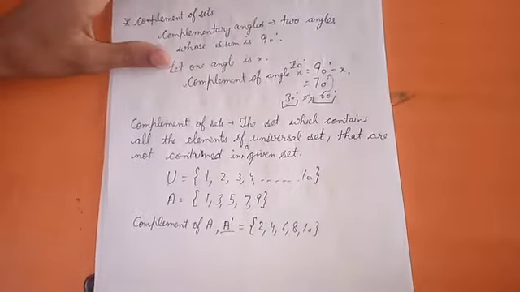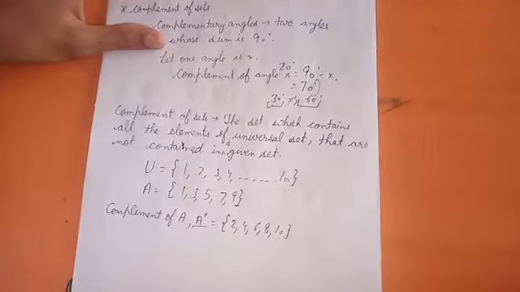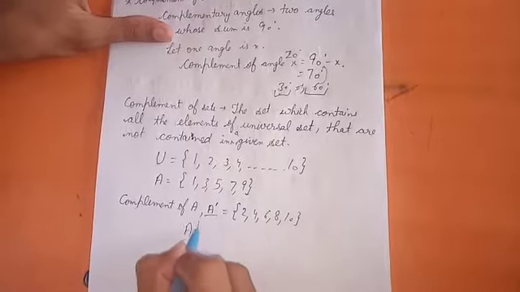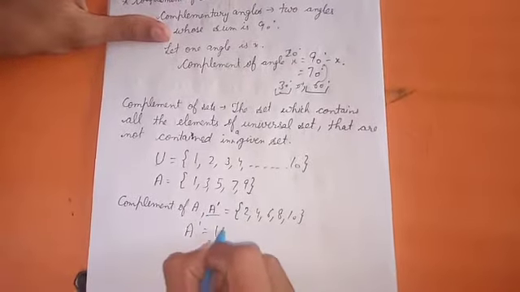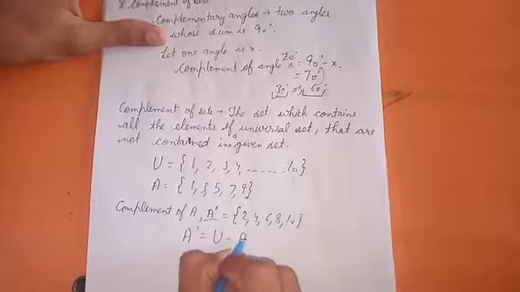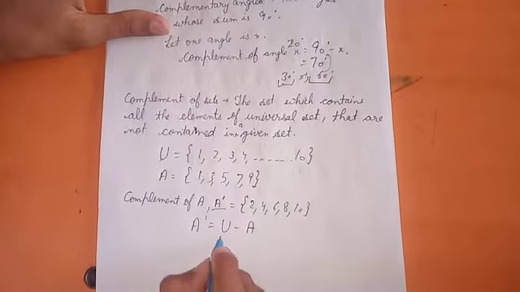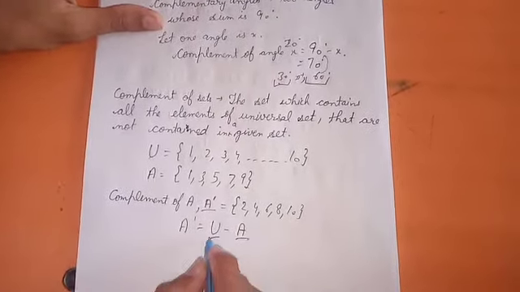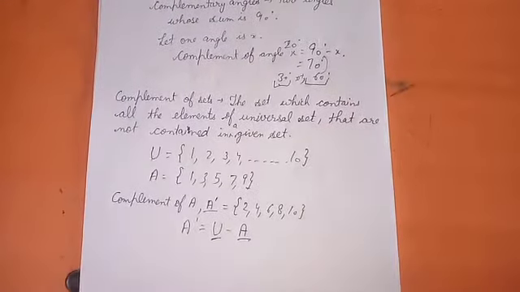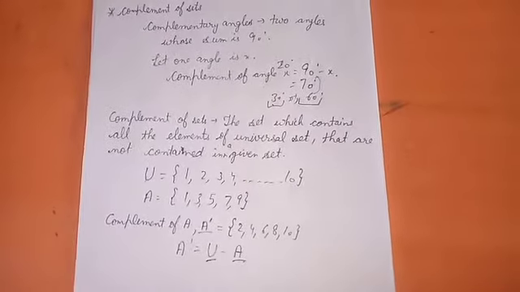Also you can say that A dash is equal to U minus A, which means all the elements of U that are not in A. The same it means.